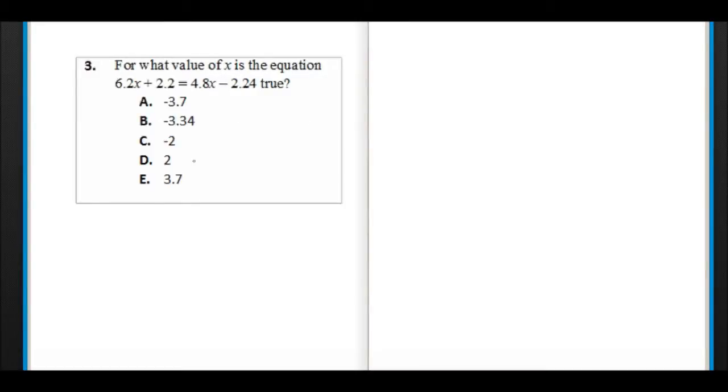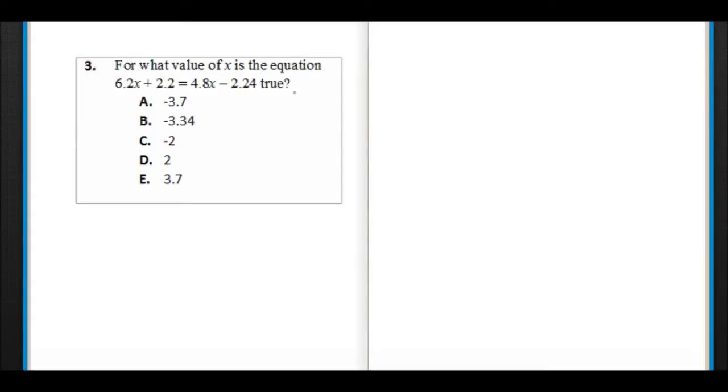Take a quick glance at the answers. Always a good idea to do that so you know the range that your answer should fall in. So somewhere between negative 3.7 and positive 3.7. So if you're going down the path and you're finding your numbers in the hundreds, you're probably going the wrong way. You need to try a different strategy.